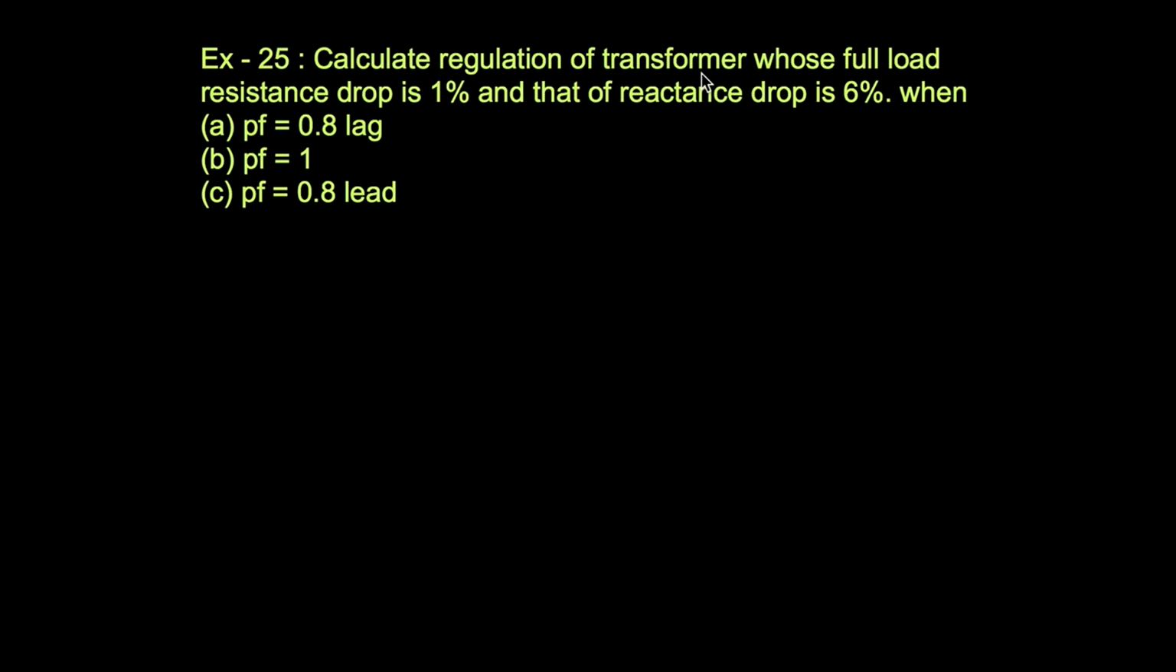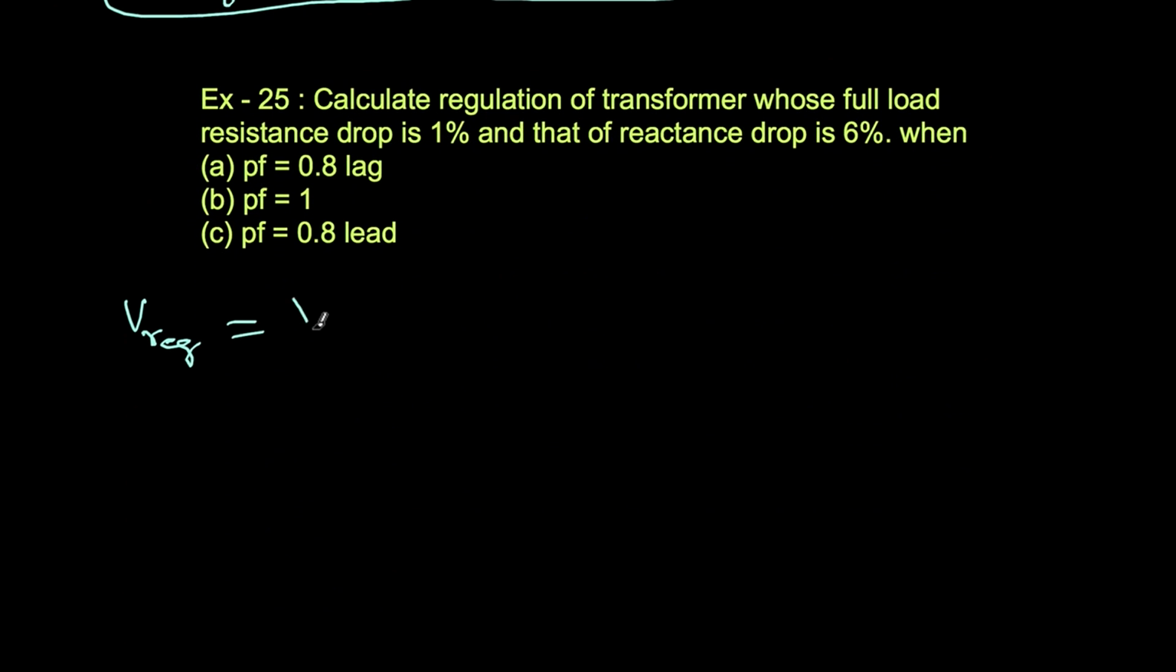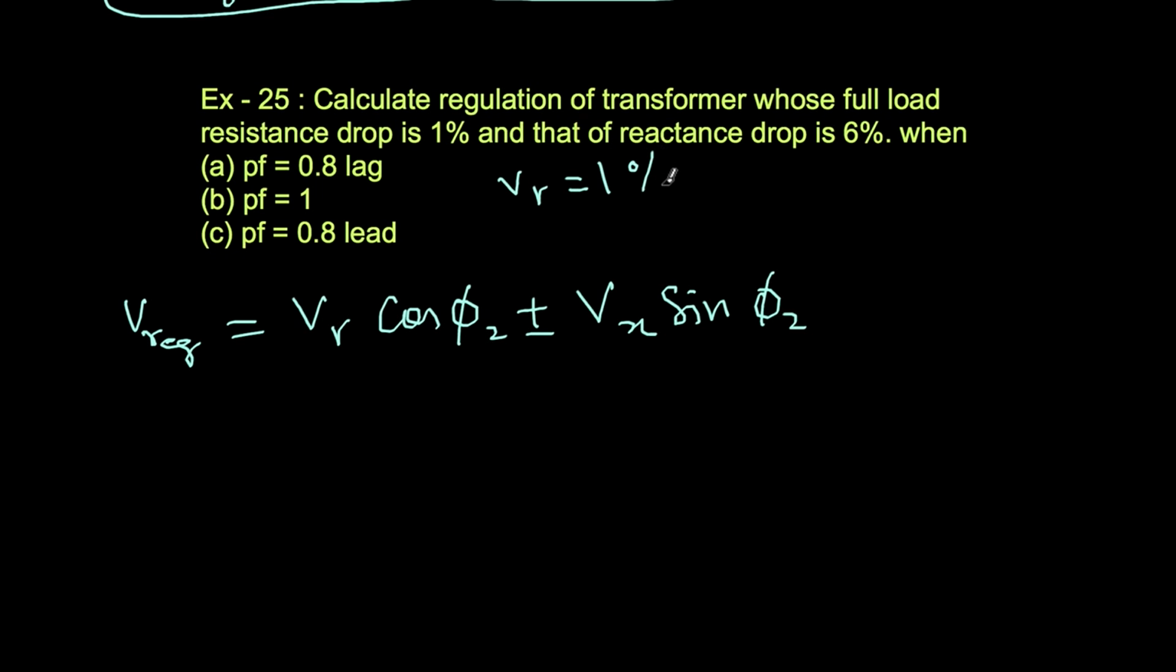Calculate the regulation of a transformer whose full load resistance drop is 1% and that of reactance drop is 6%, when these different power factors are there. What we know, the voltage regulation formula we just derived, is VR cos phi 2 plus or minus Vx sine of phi 2. Let's take the first case, 0.8 lagging. Because it is lagging, I'll use the plus. Since VR and Vx values are given already in percentage, my answer also I'll get in percentage.